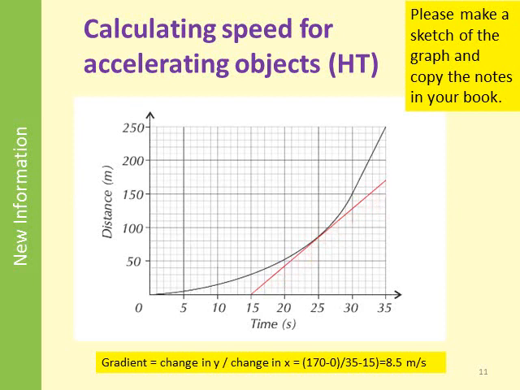And once again, you're going to find the gradient. So your change in y, so here is up from 0 to 170 from this graph. So that's your change in y, and your change in x is 35 seconds, take away 15. So here's the calculation here, 170 take away 0, divided by 35 take away 15. So then you end up with 8.5 meters per second for the speed of the object at time 25 seconds.